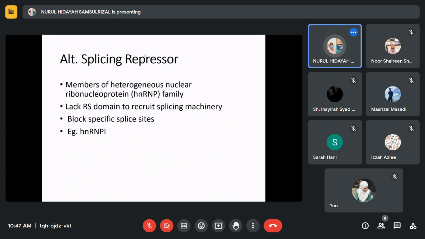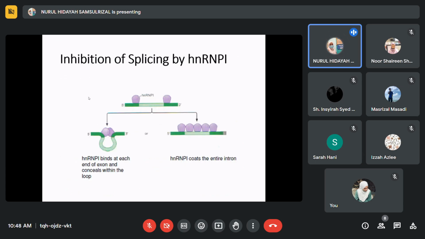For example, hnRNP1. Okay, a member of the heterogeneous nuclear ribonucleoproteins. So these are the proteins that, if you have this family, maybe it can block the specific splice sites, which can become a repressor for a particular alternative splicing to happen. So this is the process of inhibition of splicing by hnRNP1, okay, heterogeneous proteins.